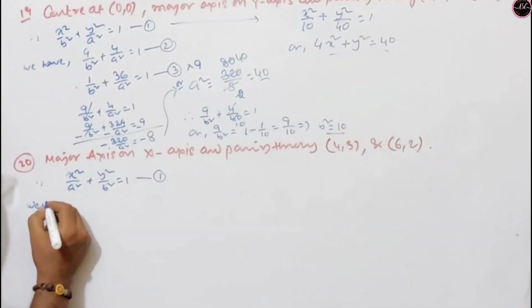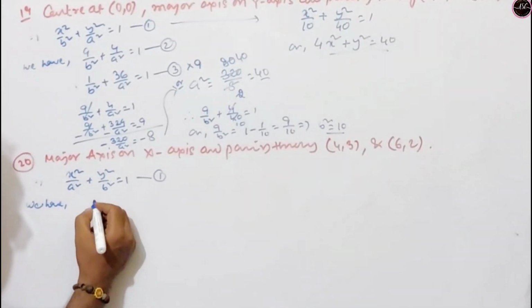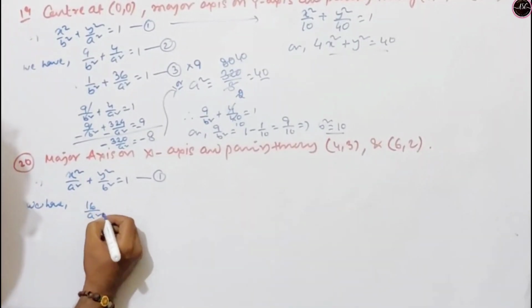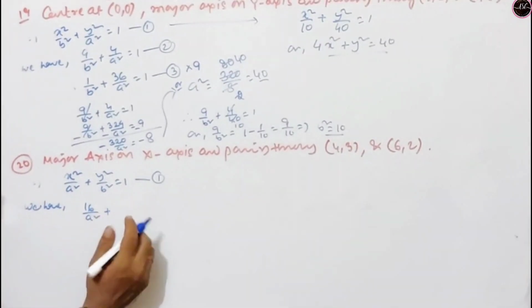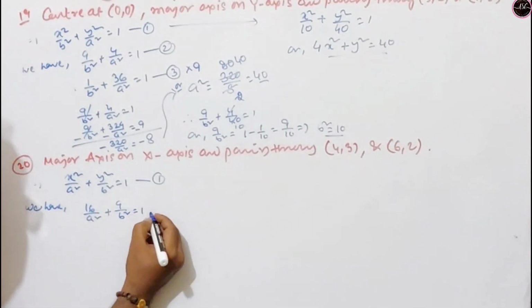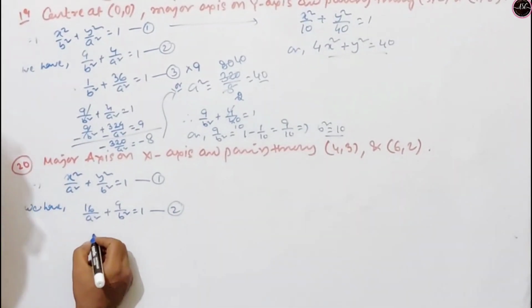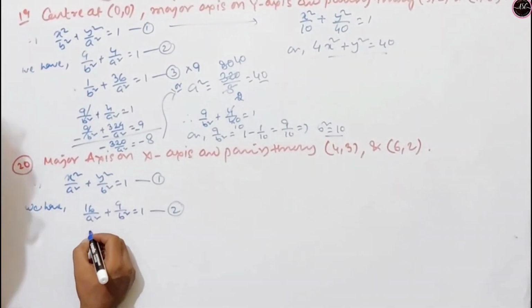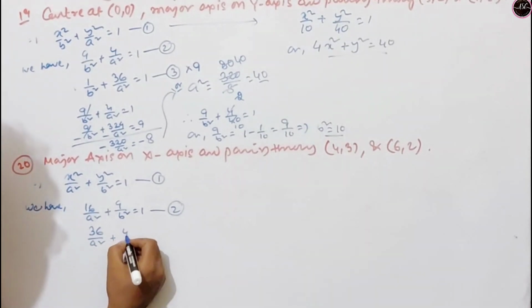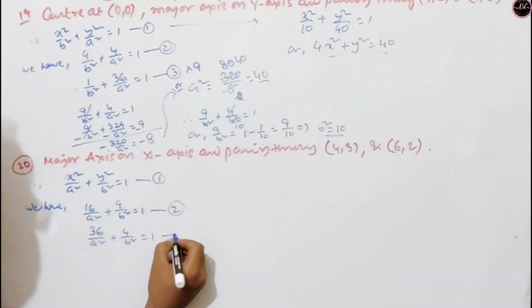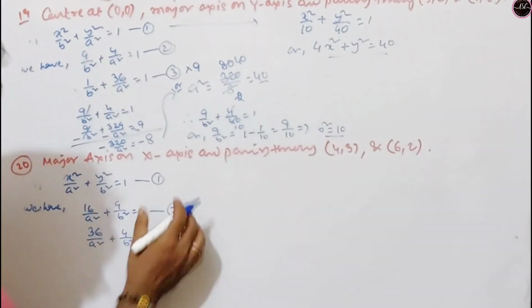So we have for the first point, x square means 16 divided by a square plus y square means 9 divided by b square equal to 1. This is equation 2, and for the second point, that means 36 by a square plus 4 by b square equal to 1. This is equation 3. Just solve these two equations.